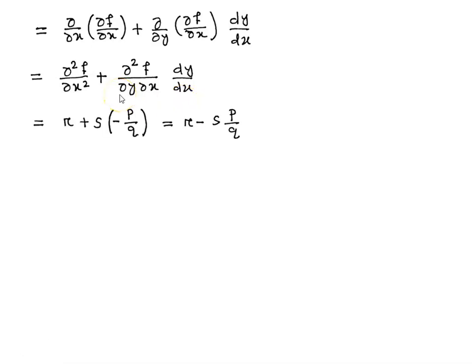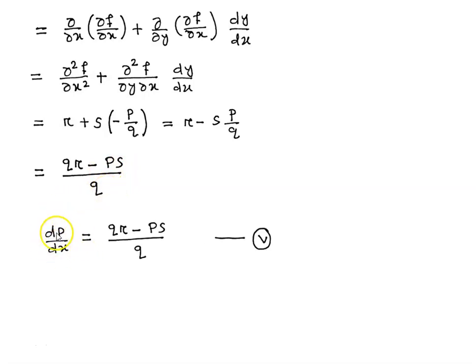As we have denoted the second order partial derivative of f with respect to x as r, del square f divided by del x square can be written as r, and this del square f divided by del y del x was denoted as s, and this dy by dx is minus p by q. So this equals r minus s into p divided by q, which is equal to qr minus ps divided by q.